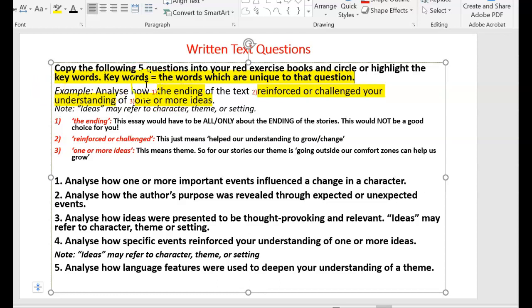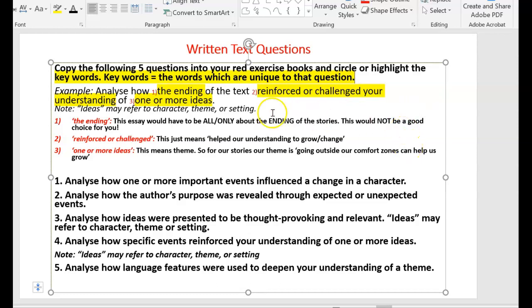So this example here: analyze how the ending of the text reinforced or challenged your understanding of one or more ideas. There are three parts to that question. The first part is the ending, so your whole essay has to be about the ending. You don't write about the beginning at all if you are answering that question. So this is not going to be a good question for you to choose for His First Ball, because it's a short story. You need to be able to write about the whole story.